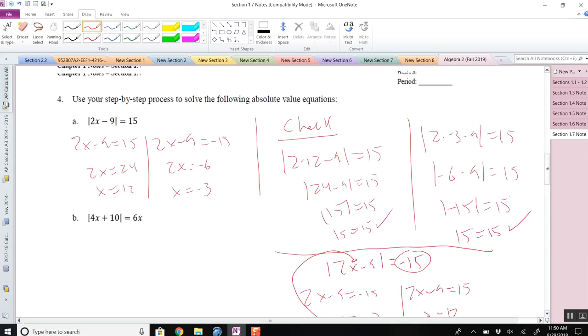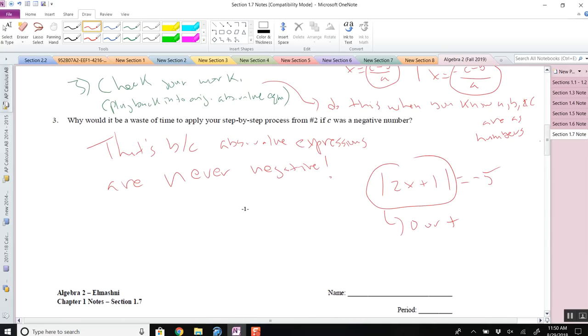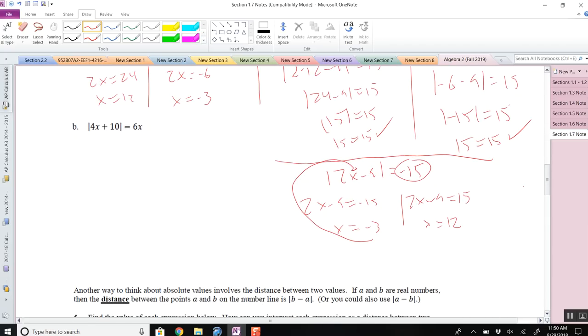So if absolute value equals a negative number, again, it can't work because absolute values are never negative, right? And so it has to be positive or 0. Now go and try part B on your own. I'm going to at least set up for you guys. So 4x plus 10 equals -6x. Okay, go and pause the video, try it, and we'll see what you get.